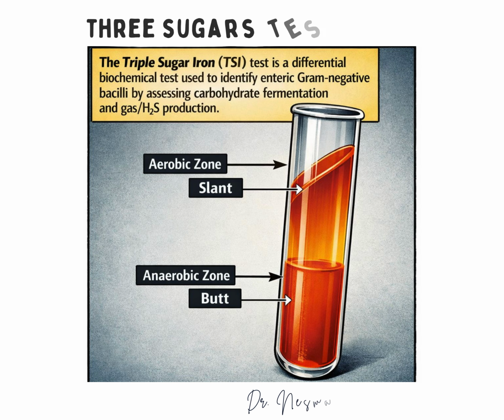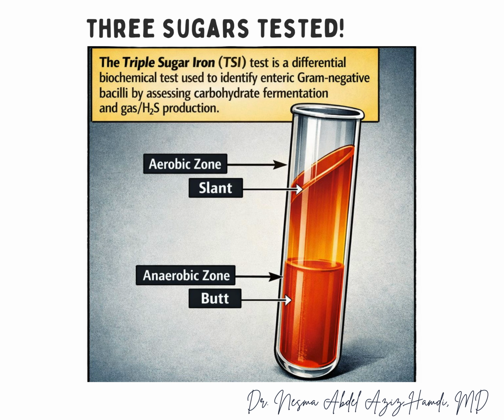The triple sugar iron test, or TSI, is a differential biochemical test used mainly for the identification of enteric gram-negative bacilli. It assesses an organism's ability to ferment 3 carbohydrates, glucose, lactose, and sucrose, and to produce gas and hydrogen sulfide. TSI agar is prepared as a slant and butt, allowing evaluation of metabolism under aerobic conditions on the slant and anaerobic conditions in the butt.